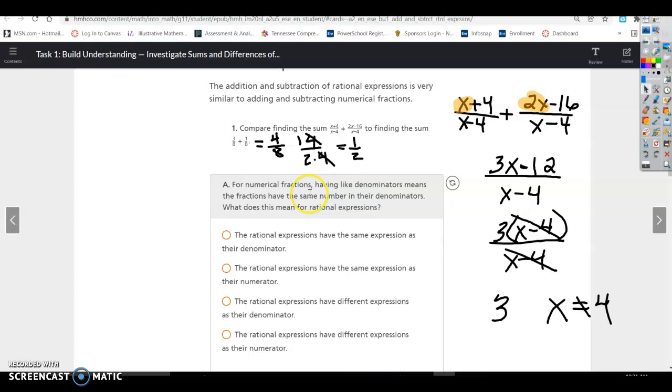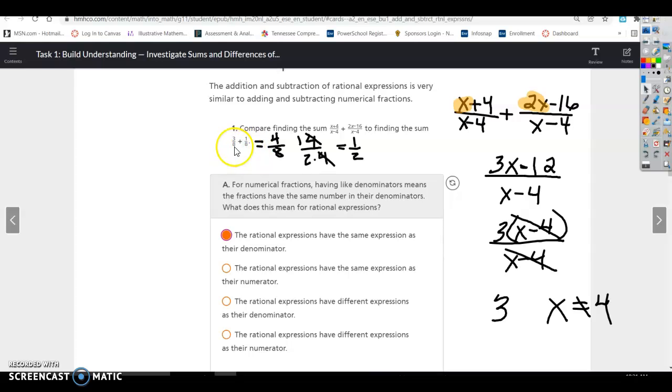It says, for numerical fractions, having like denominators means the fractions have the same number in their denominators. What does this mean for rational expressions? The rational expressions have the same expression as their denominator. That should be true. The rational expressions have the same expression as their numerator. The rational expressions have different expressions as their denominators. The rational expressions have different expressions as their numerators. So the rational expressions have the same expression here.